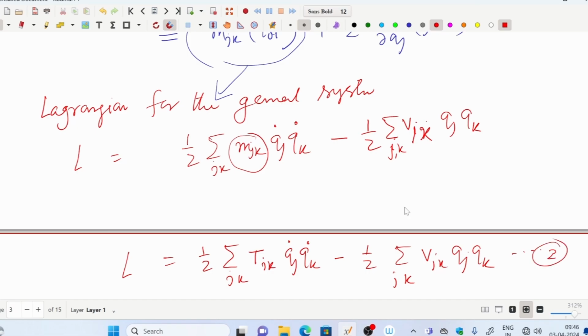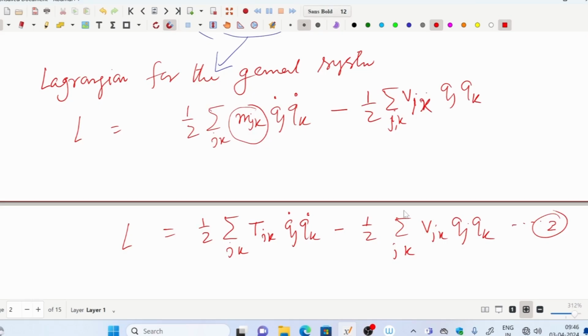Now we will see what the equation of motion will be for such a system, but here I want to remind you that around that equilibrium position we expanded the kinetic energy and the potential energy terms. So this quantity and this quantity are independent of coordinates. Not only that, they are also symmetric in j and k.